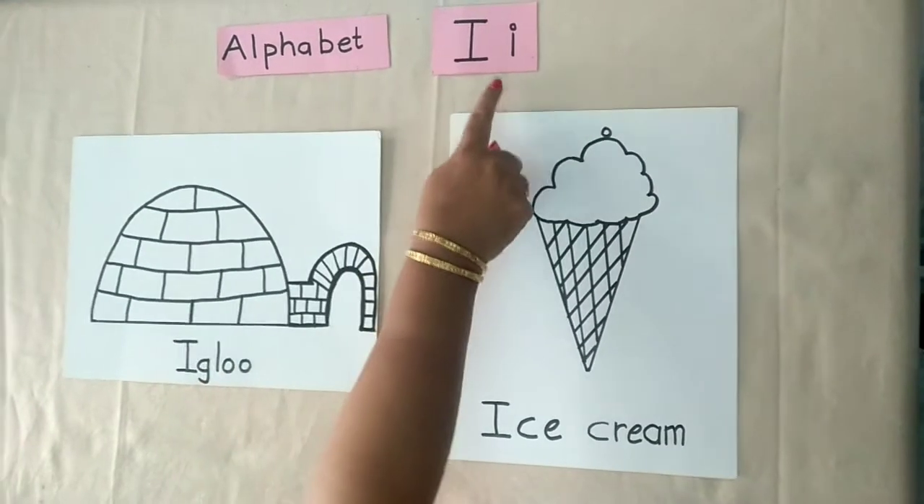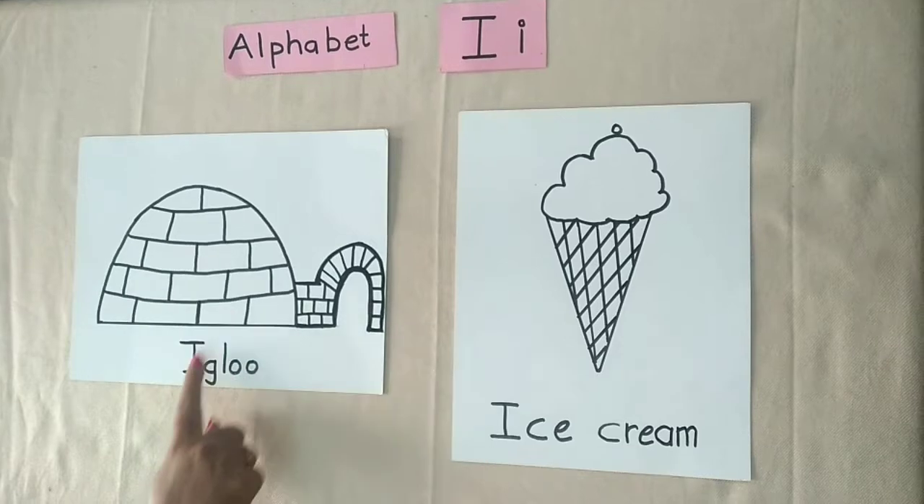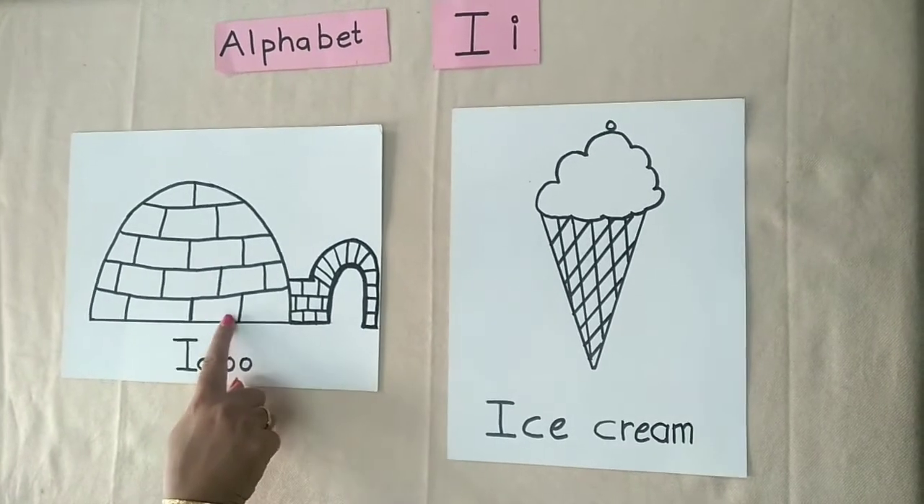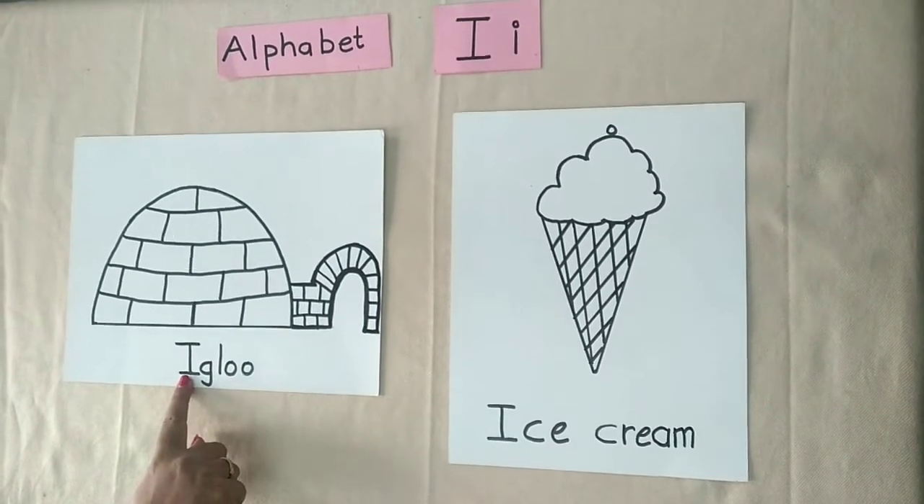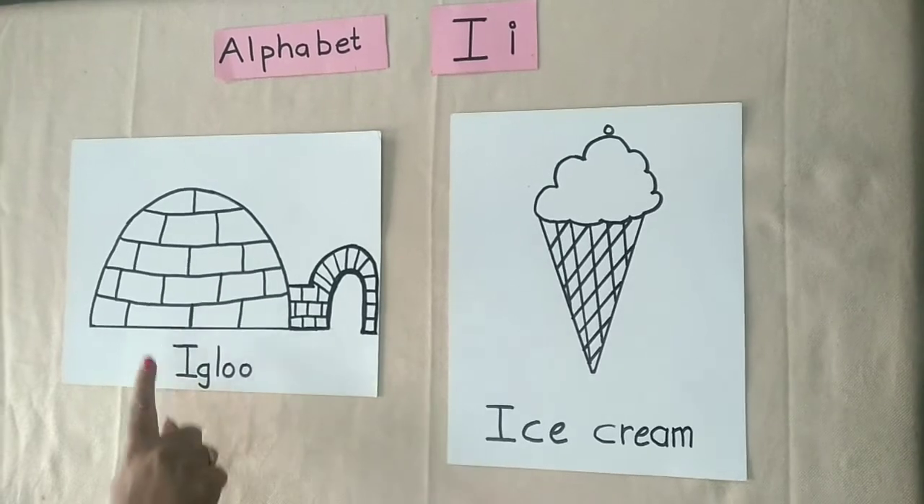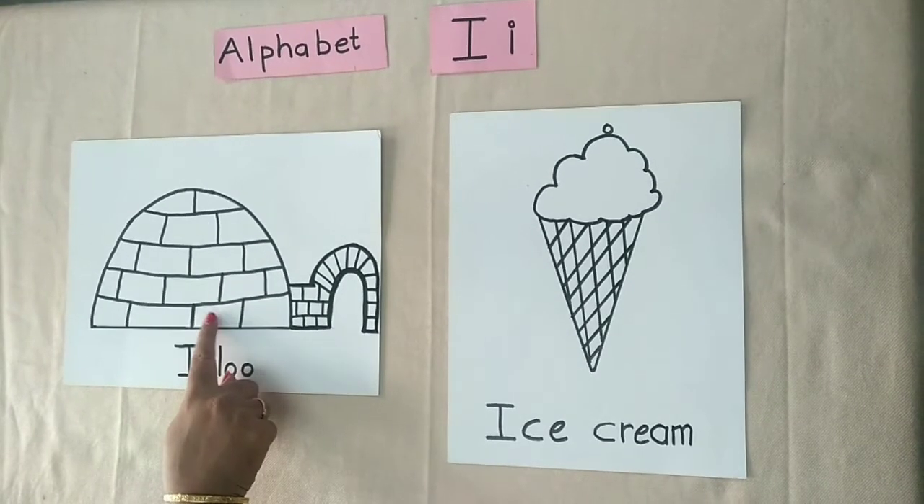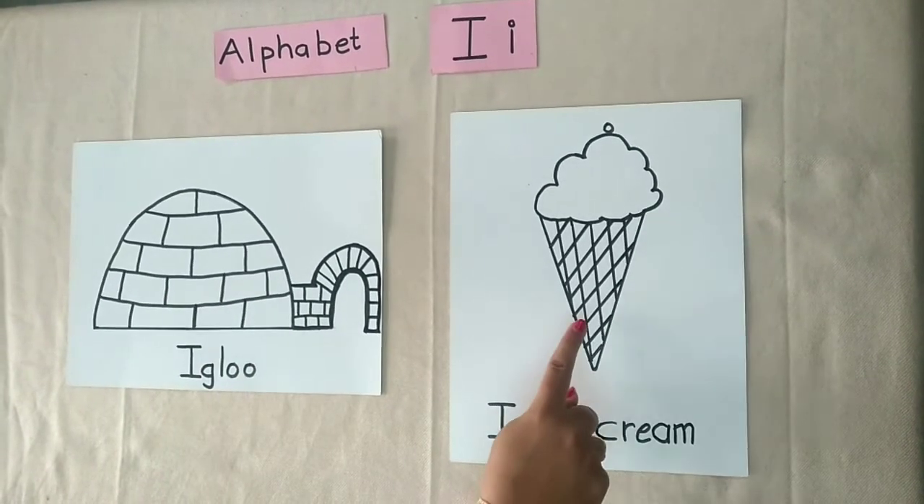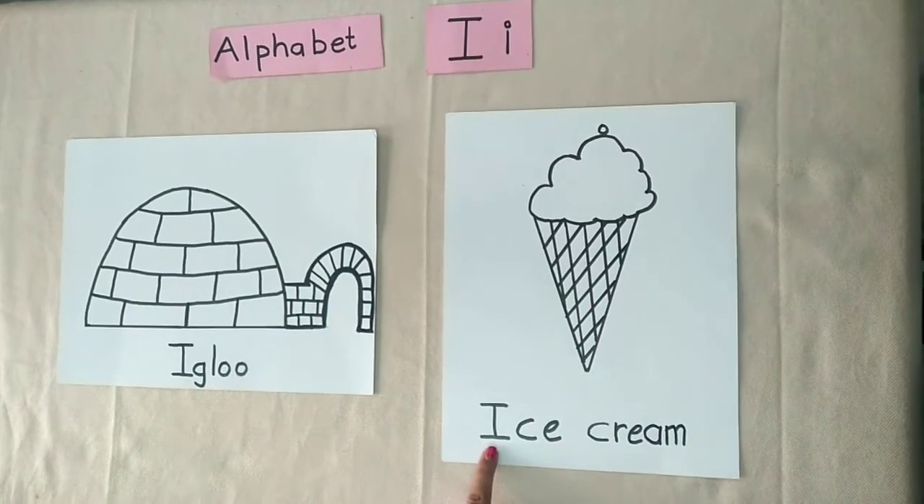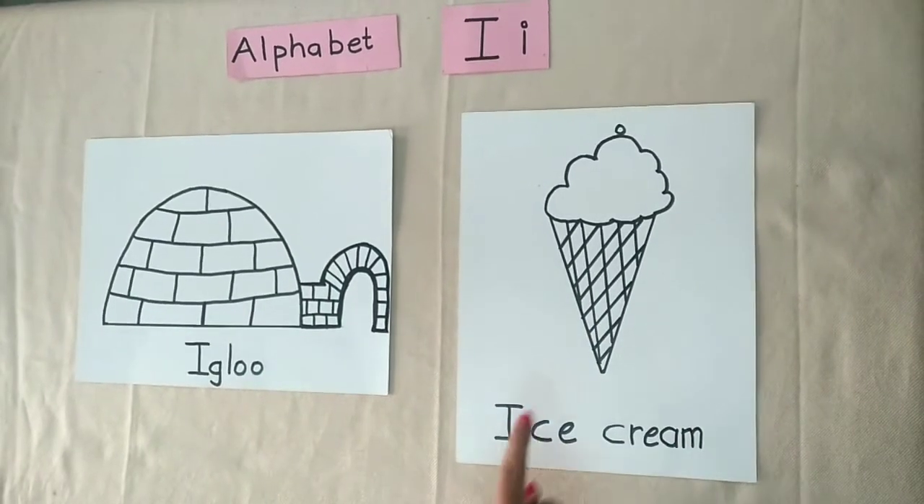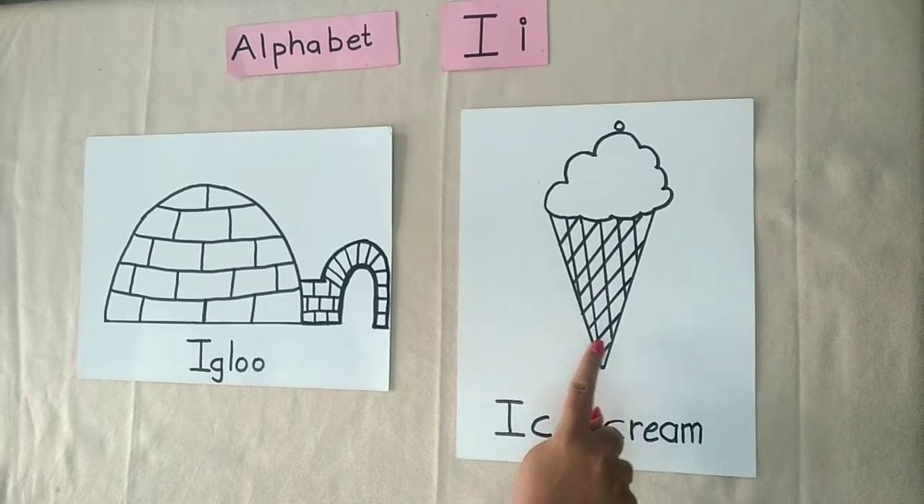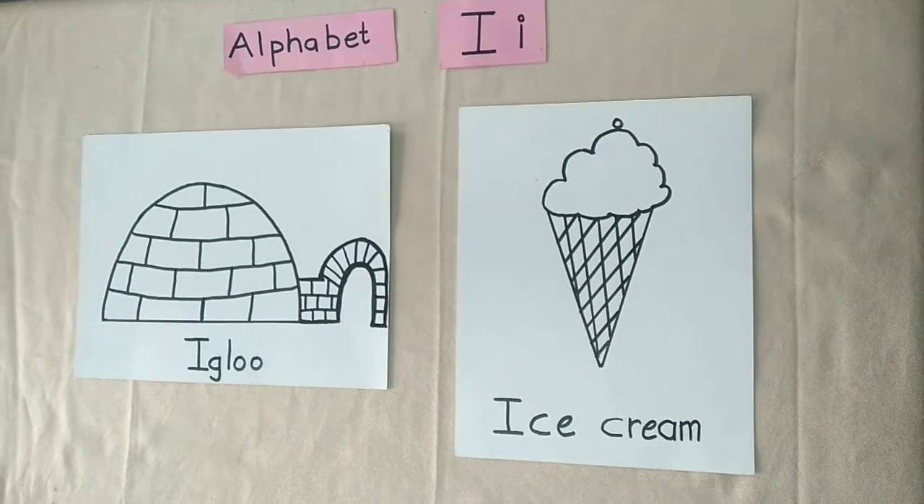Alphabet I. I for igloo. I says E. E as in igloo. I for ice cream. I says I. I as in ice cream. Let's watch some more pictures related to alphabet I.